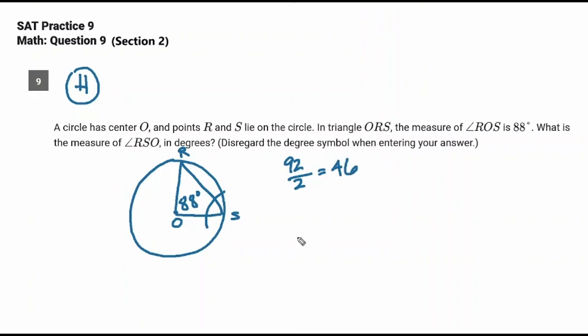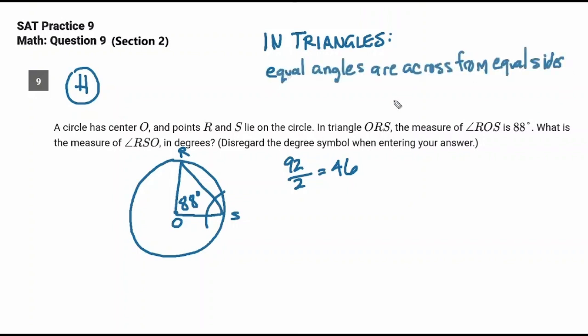And guess what? You'd be absolutely right. So I encourage you to ballpark if you don't know what else to do. But let's see why this is the right answer. Something that comes up in SAT land a lot is in triangles, big angles are across from big sides, small angles are across from small sides, equal angles are across from equal sides. What do you think equal sides are across from?